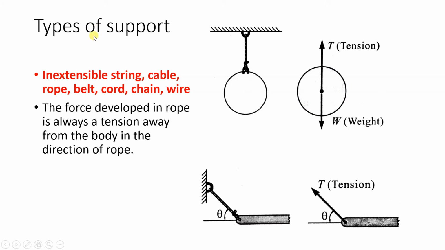Next type of support, inextensible string. What is the meaning of this word inextensible string? Basically the dimension of the string will remain fixed. It is not elastic, you can say like that. The dimension will not change basically. Inextensible string, cable, rope, belt, cord, chain, wire. For everything this is valid. So here a diagram is shown, the ceiling is there, here a hook is provided, and the sphere is attached to the ceiling.